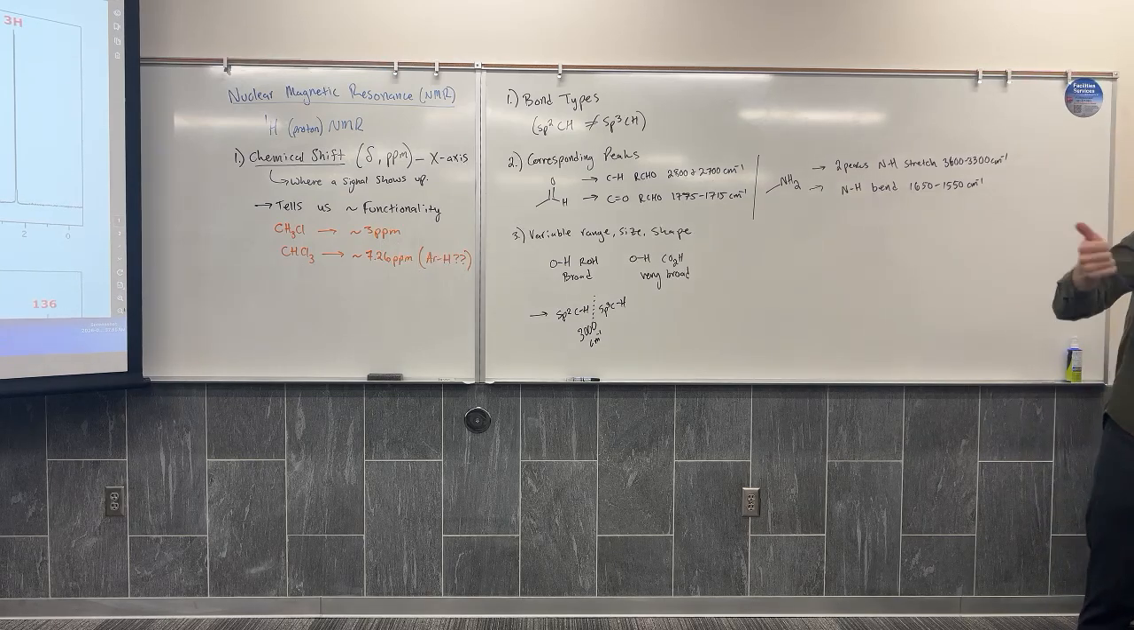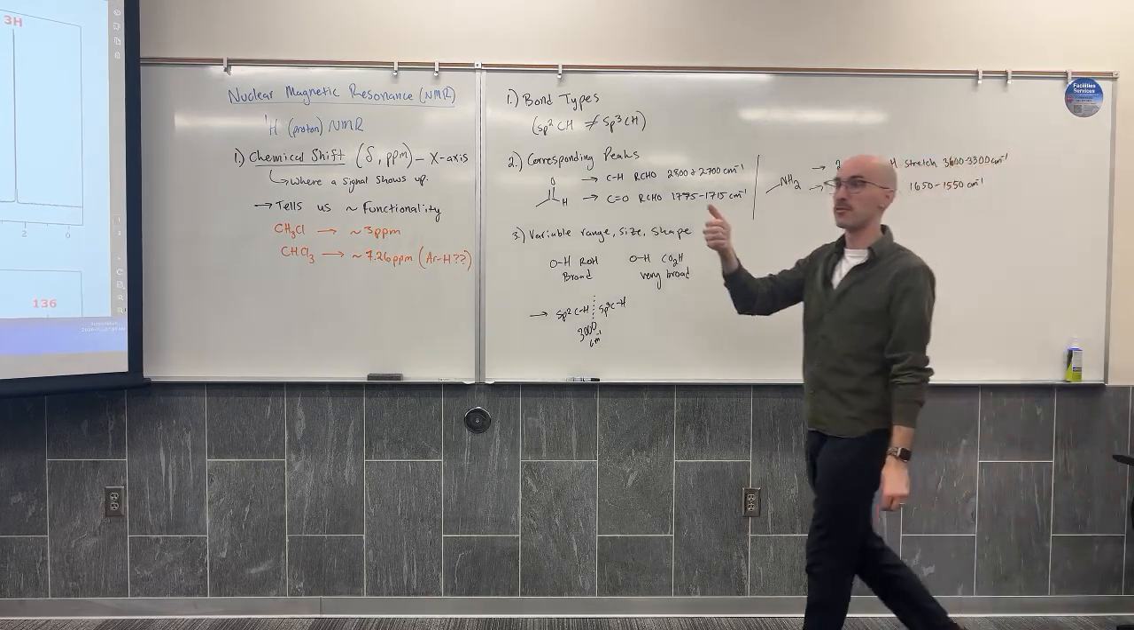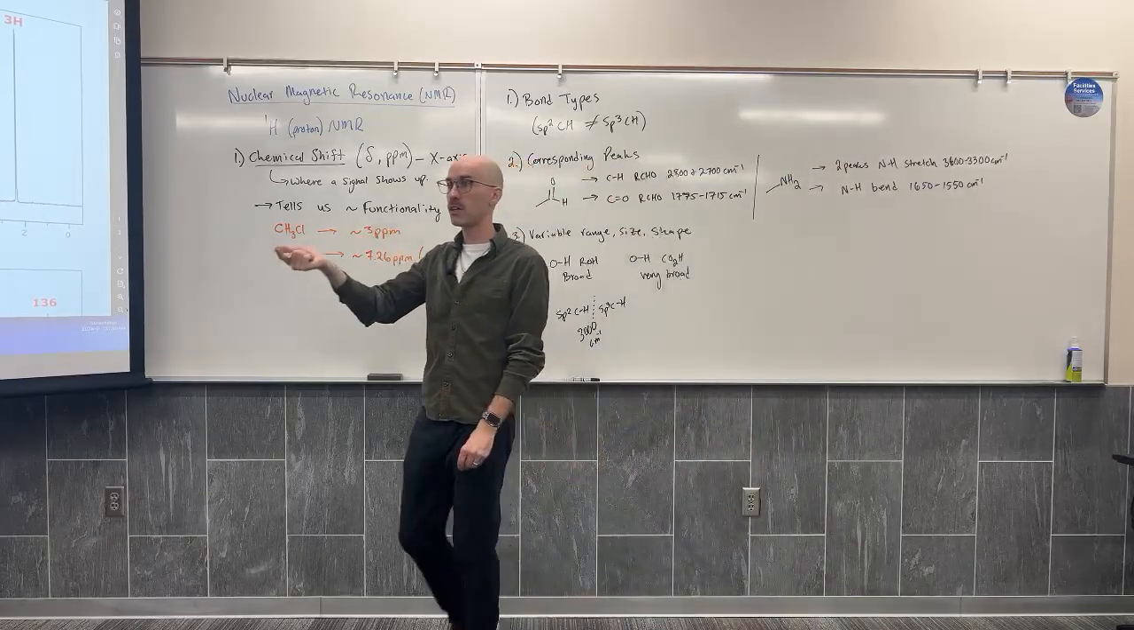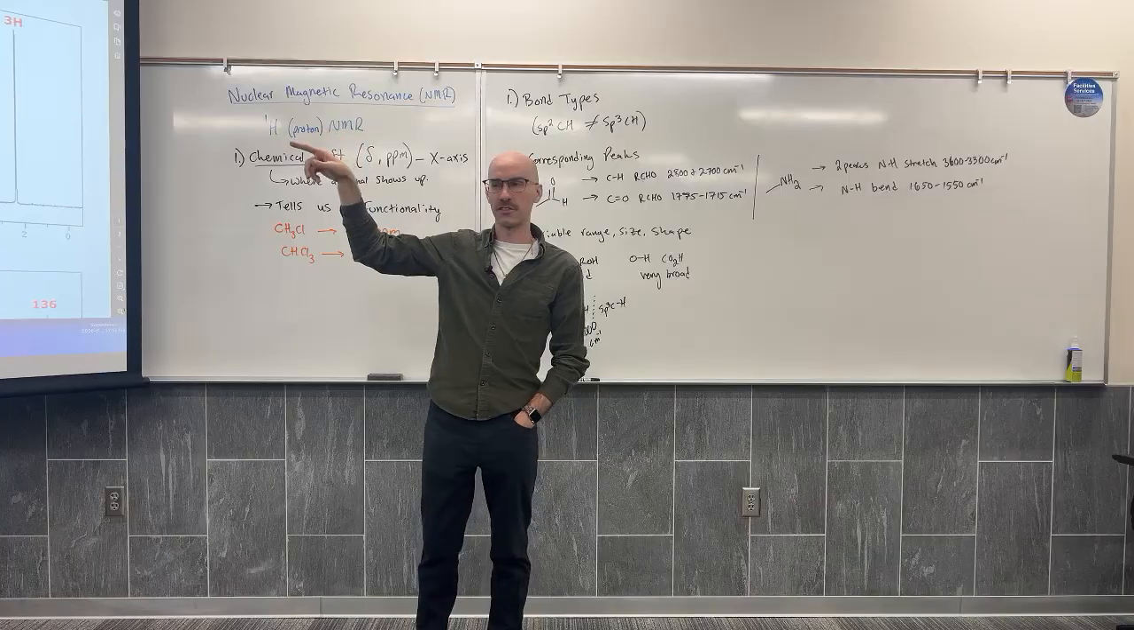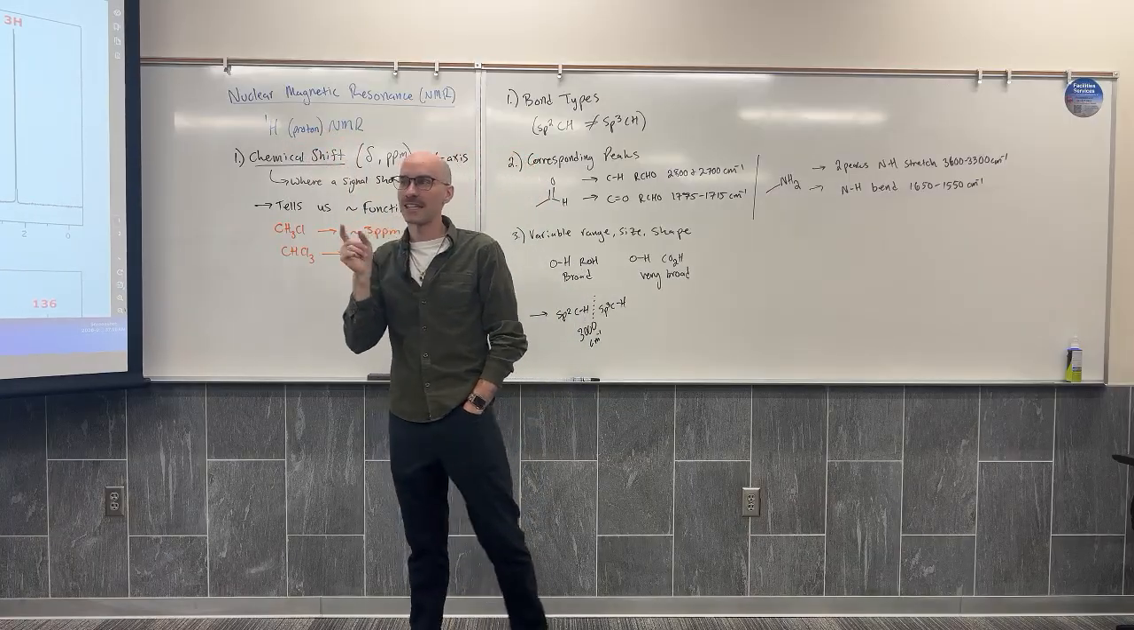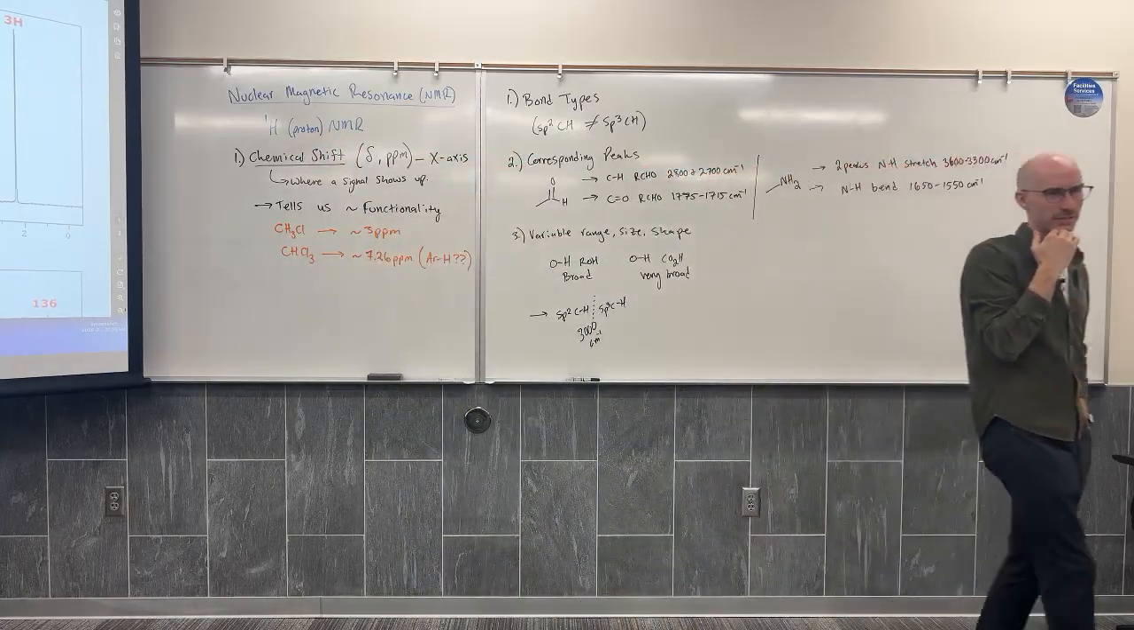So name off some of those. Carboxylic acid. Well, alcohols are actually not on my table. You might have noticed they're not on the correlation table. And that's because alcohols are really strange.